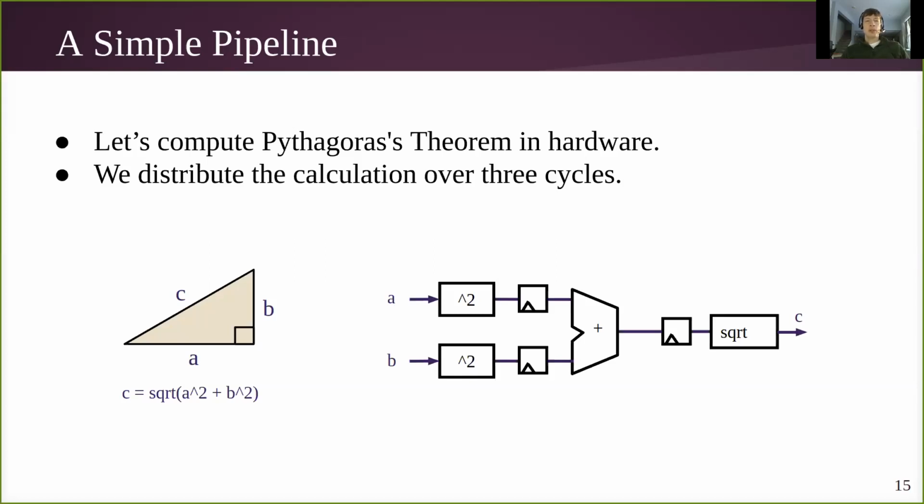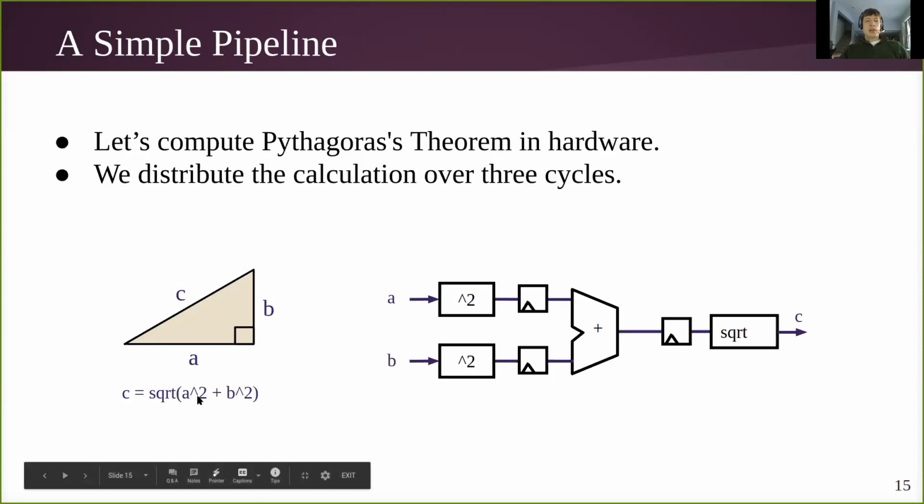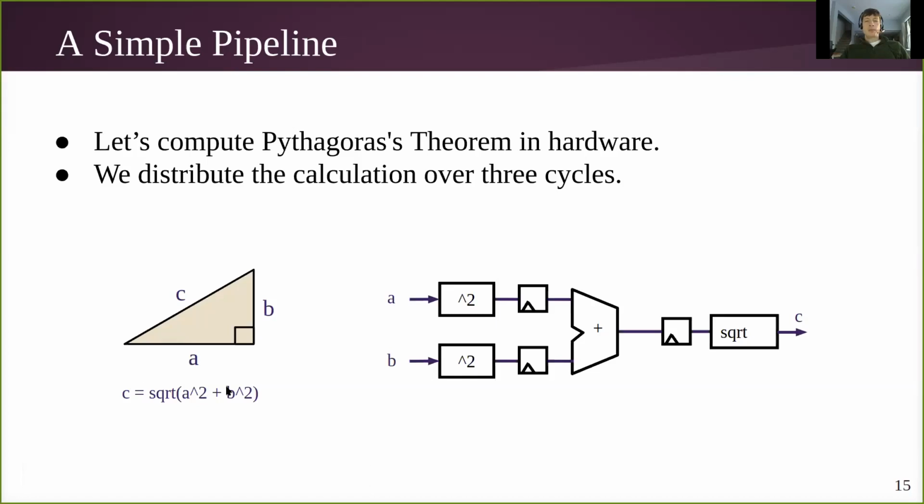So in this example, we're going to look at a pipelined computation of Pythagoras' theorem. So we're computing the distance in this triangle C from the distance of the legs A and B. So as we learned in school, the distance C is the square root of A squared plus B squared. And we're going to implement that by first squaring A, squaring B, and then we're going to add those together and take the square root, and that's the implementation of our formula in hardware.